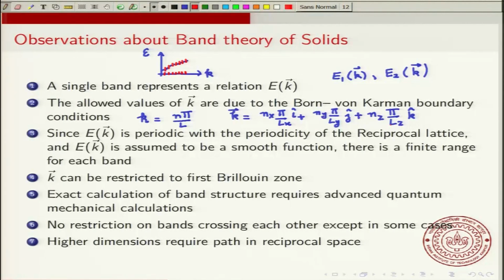Now, the next point is actually very important. It is the fact that E of k is periodic with the periodicity of the reciprocal lattice, and we assume energy E of k to be a smooth function. Just these two restrictions, if you have a periodic function that is smooth, then basically it implies that there is a finite range for every band.